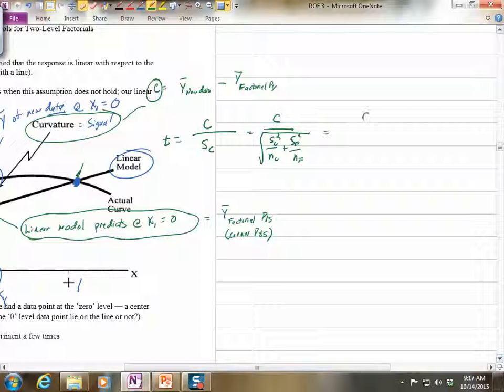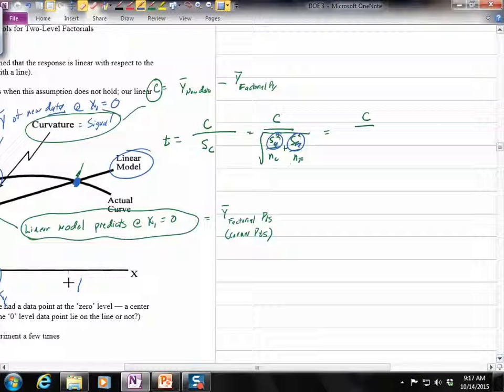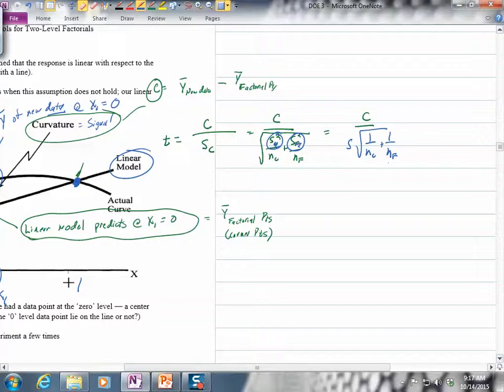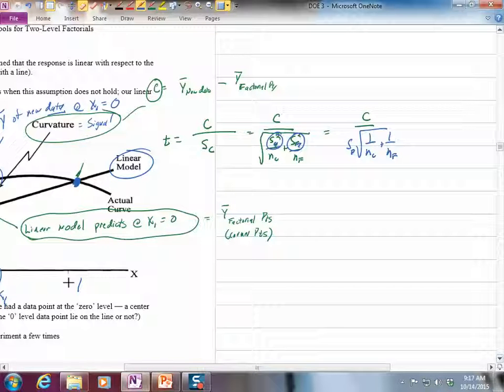And we're going to assume that the noise is the same at the center and at the corner point, which means I can drop those subscripts and I can pull that S out there. And if we're assuming the S is the same, we always denote that P to say it's a pooled standard deviation. We're going to take the noise estimates everywhere that we know them and put them all together because we're assuming they're the same.